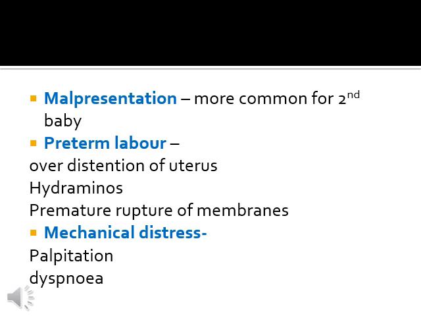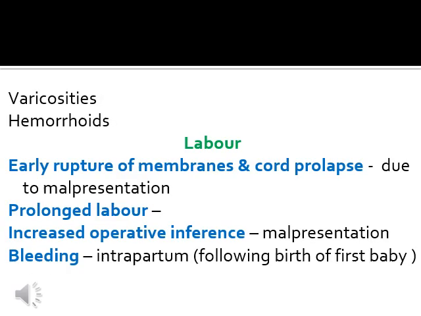Next is the mechanical distress due to the over distension of uterus. The mother will have more palpitation and dyspnea while lying on the bed. The mother will also experience varicosities and hemorrhoids because of the gravid uterus pressure. And during labor, there are chances of early rupture of membranes and cord prolapse due to malpresentation. If there is early rupture of membranes, there are chances of the cord getting prolapsed.